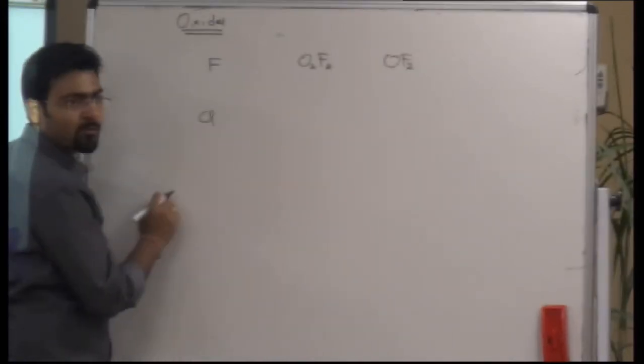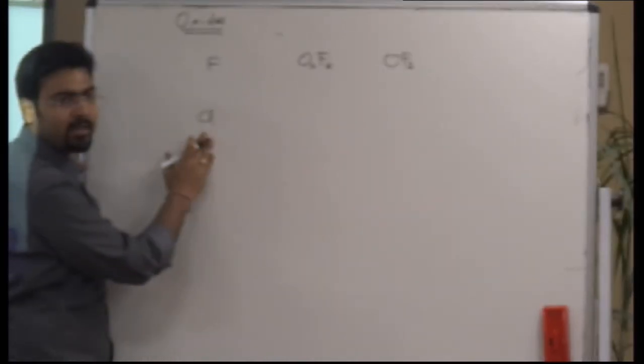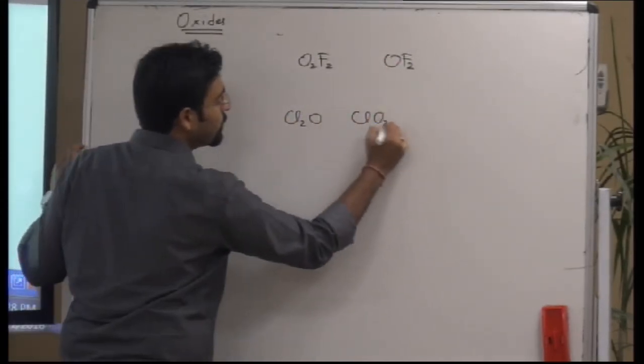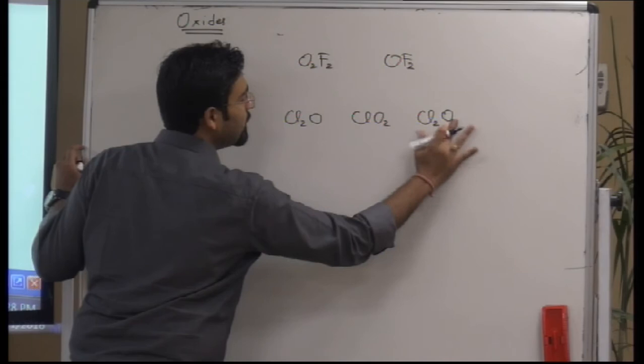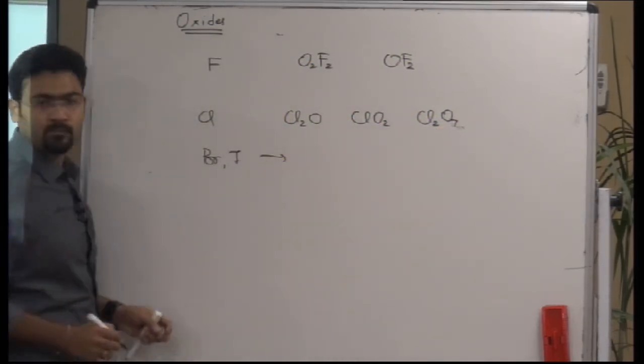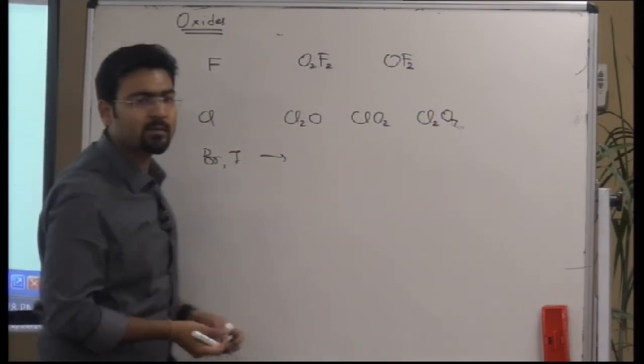The compounds of chlorine: chlorine actually is the element which forms most of the oxides, like Cl2O, ClO2, Cl2O7, etc. And a similar thing happens with bromine and iodine. So all of the oxides are acidic in nature.